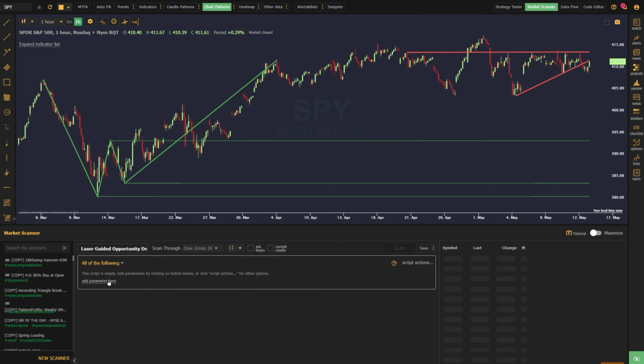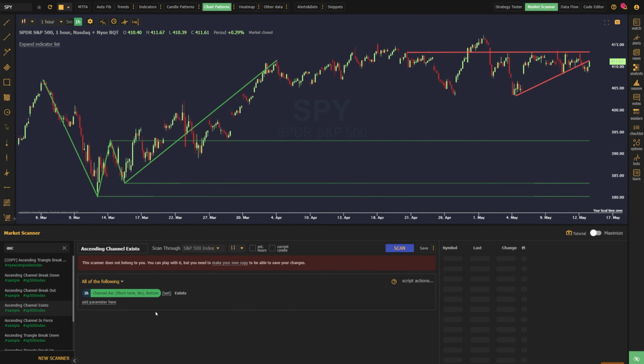First, you'll find them available as a parameter within your market scanner. Want to search for all tickers within the S&P 500 that have ascending channels on the hourly time frame? You can do it. You can even scan for things like breakouts, consolidation within the pattern, or breakdowns using one of the many shared scanners that are available.